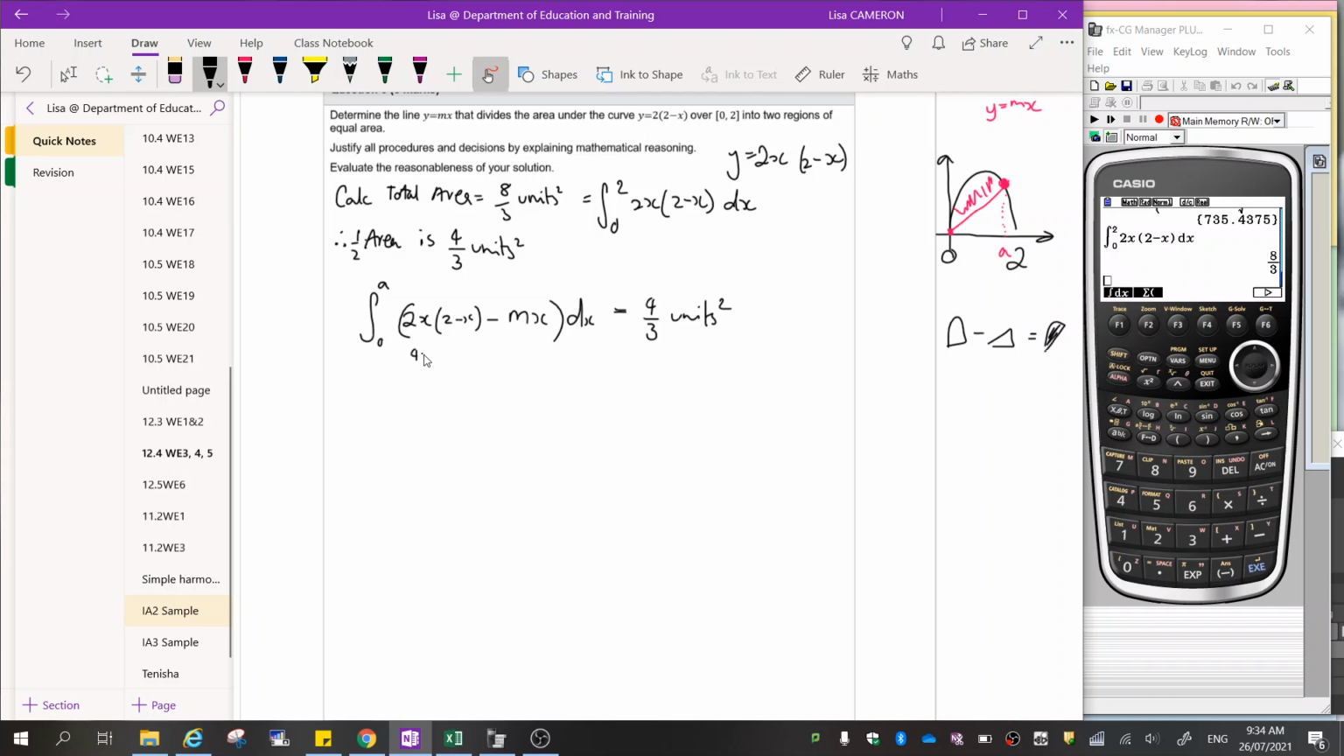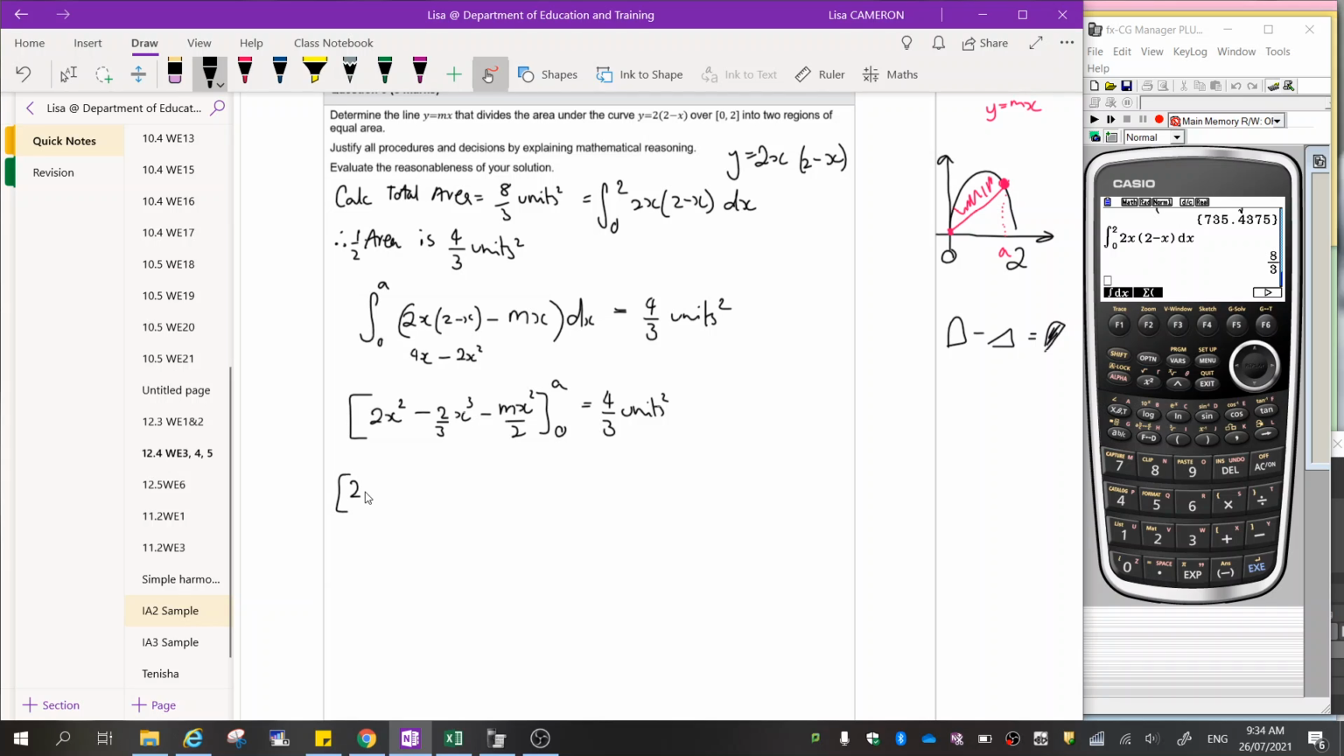Now this will be 4x minus 2x squared. So when I integrate, it'll become 2x squared, because the 2 will come down, divide the 4, making that a 2, minus 2/3 x cubed minus mx squared over 2, all with a over 0, equals 4/3 units squared. Okay, so I'm going to substitute in the a and the 0, and we're just going to see what we're left with.